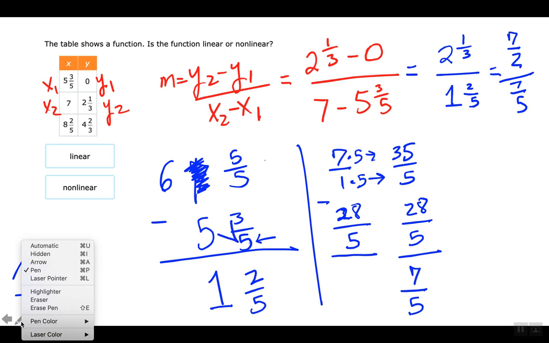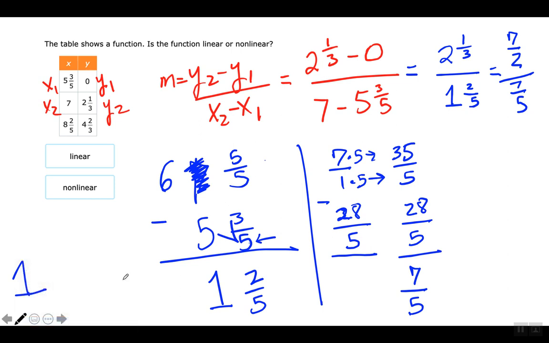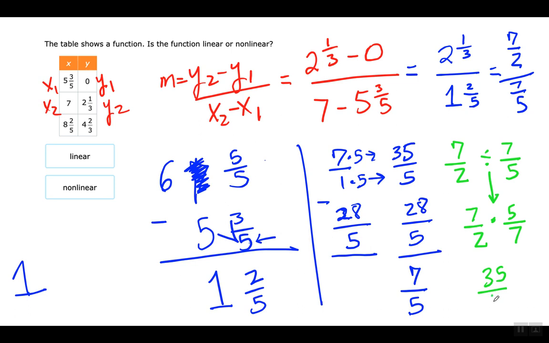If you really want to simplify it further, you could use a calculator and change it to decimals, but that's kind of a cheating way. To simplify it further, just do this. 7 over 2 divided by 7 over 5. To divide fractions, you change it to multiplication and flip the second fraction upside down. All right, so when I multiply the top times the top, I get 35, and the bottom times the bottom, I get 14. All right, and I'm just going to leave it.